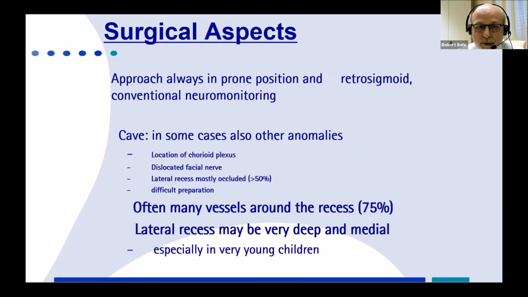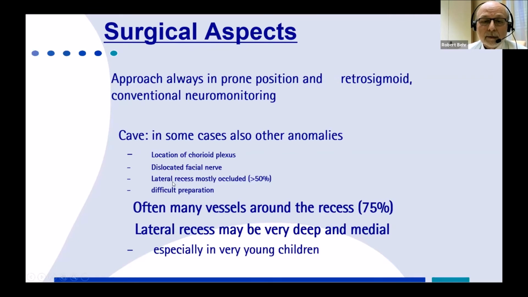We also use conventional neuromonitoring, but you have to keep in mind that in cases where you have an anomaly of the cochlea where you cannot do a cochlear implantation, or an aplasia of the cochlear nerve, you may also have other anomalies. For example, I also found the location of the choroid plexus was different from a normal situation. There was a dislocation of the facial nerve. You don't see a facial nerve at the place it should be, but it is there because the patient has no facial palsy.